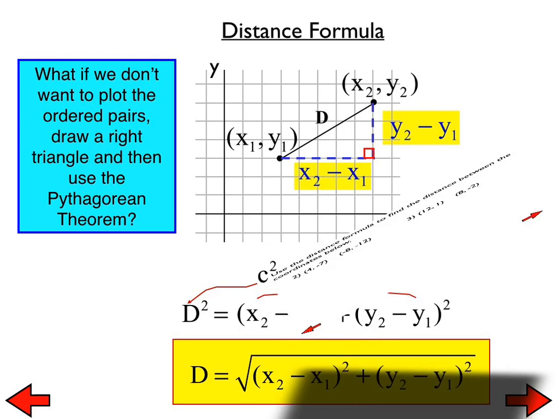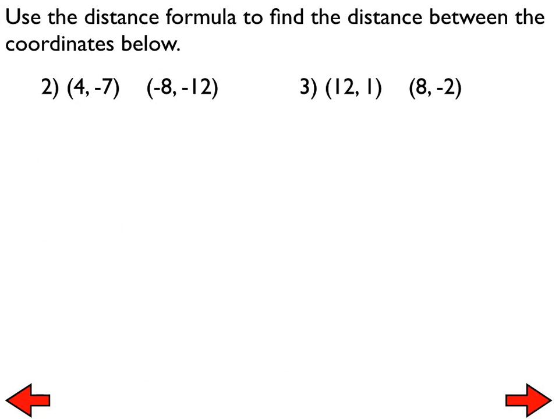So, number 2, find the distance between (4, -7) and (-12, ...). The long way would be to take and plot those on a coordinate plane, make a right triangle, and use the Pythagorean Theorem. Or we could use the distance formula.